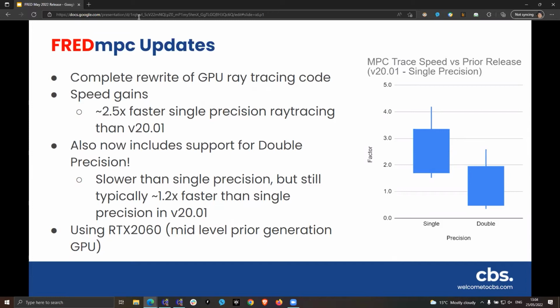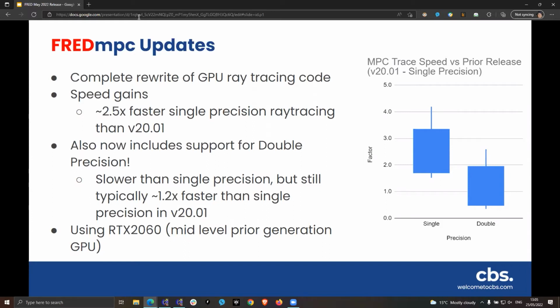We'll talk about double precision in a bit more detail in a moment, but essentially this new type of calculation allows us to solve problems that typically were challenging for the single precision trace. There is a speed penalty for running a trace in the double precision mode, so it is slower than single. However, it's still typically about 1.2 times faster than the single precision calculation in the prior version of Fred.